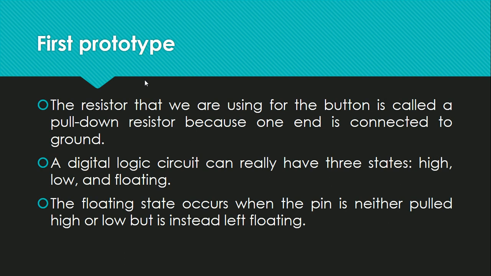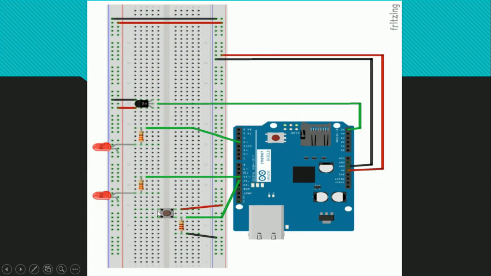The resistor that we're using for the button is called a pull-down resistor because one end is connected to the ground. Okay, let's see it again. So this one is the push button, and then we have this resistor, and it's connected to the, okay, black. So black is associated with ground. So this resistor, as already stated in the next slide, is a pull-down resistor because it is connected to the ground.